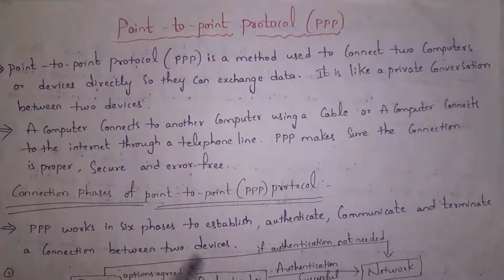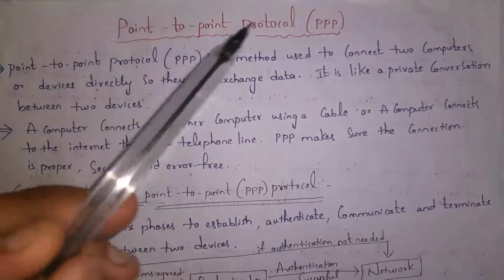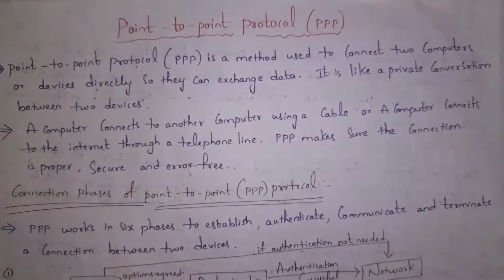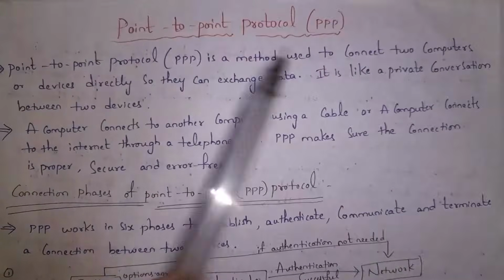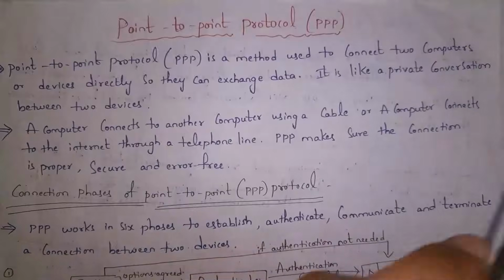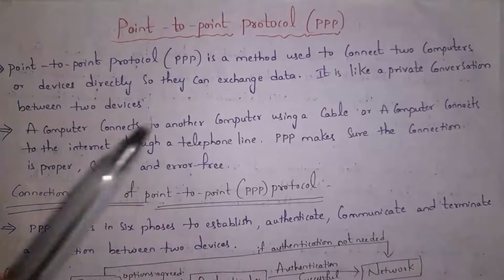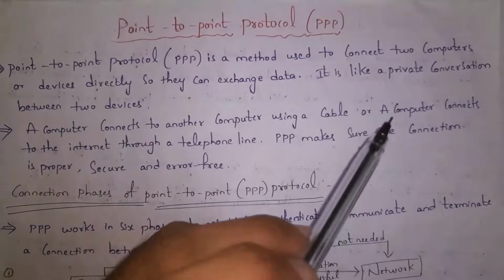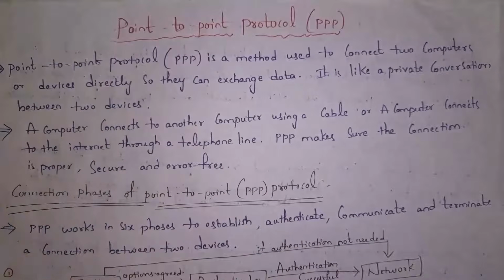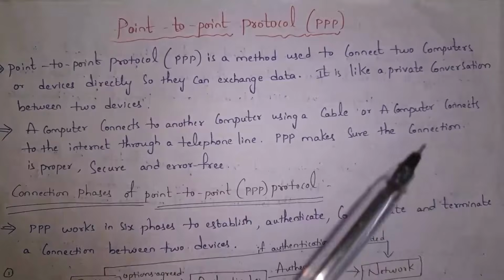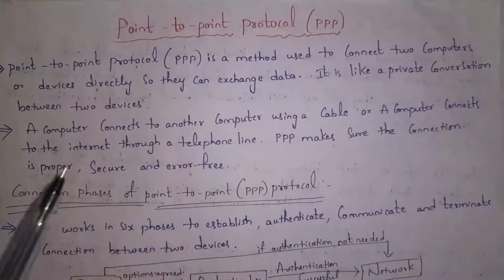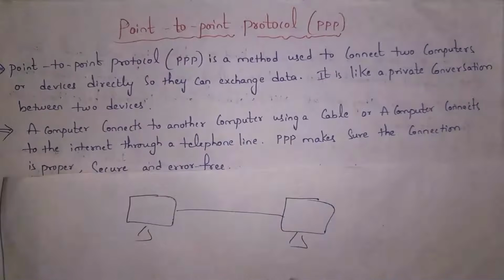Next I will explain what is point-to-point protocol. Point-to-point protocol is a method used to connect two computers or devices directly so they can exchange data. It is like a private conversation between two devices. A computer connects to the other computer using a cable, or a computer connects to the internet through a telephone line. Point-to-point protocol makes sure the connection is proper, secure and error-free. By using point-to-point protocol, we can connect only two devices in order to exchange data.